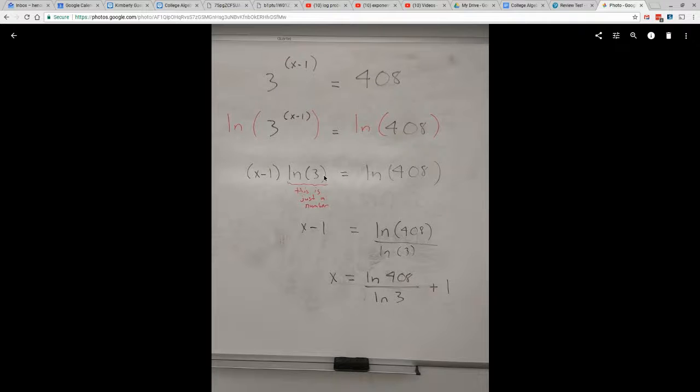I'm just going to divide both sides by the natural log of 3, and it moves over to the right side. And then I just have the x minus 1 left on the left side. To get x alone, I just add 1 to both sides, and then I have this answer: the natural log of 408 divided by the natural log of 3, plus 1.